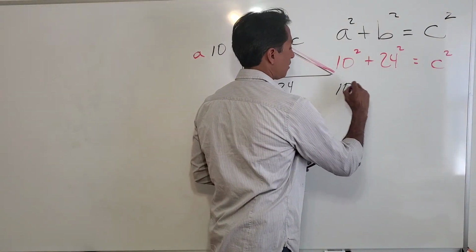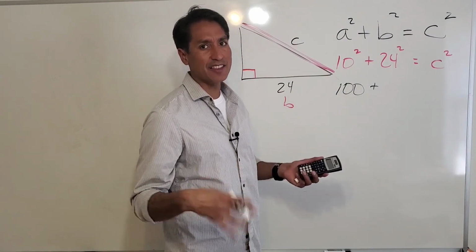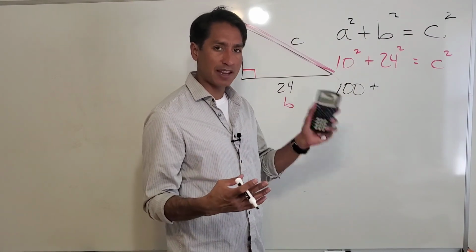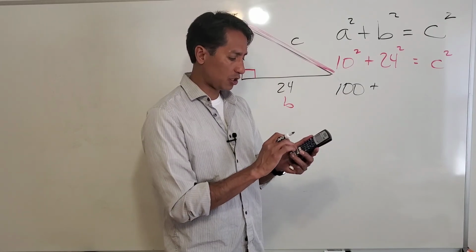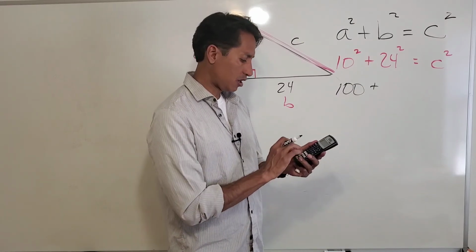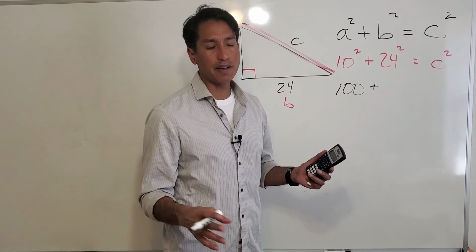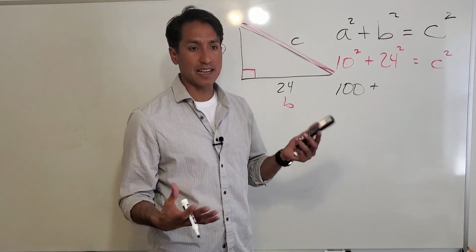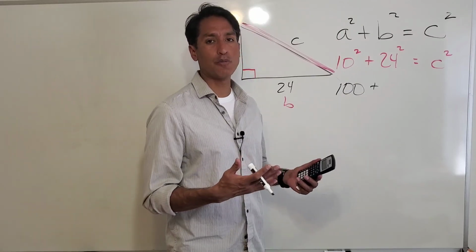10 squared is 100. 24 squared. Now, if you're good with the keys, this is why I like students practicing with a calculator, because they get better at just doing 24 squared rather than doing 24 times 24. You get the same answer, but the faster you can use these guys, they're tools, right? The faster you can use the tool, the faster you can work through problems.